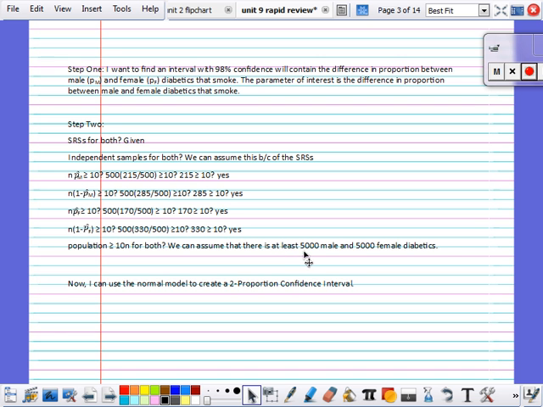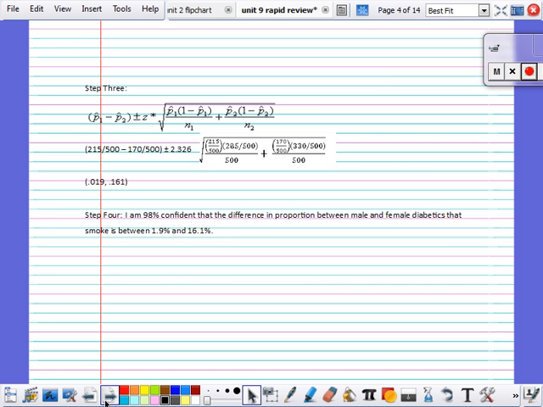We can assume there's at least 5,000 male and 5,000 female diabetics because I had 500 in each of my sample sizes. I did write that now that I've satisfied my conditions, I can use the normal model or z-scores to create a two-proportion confidence interval. Step 3, you have to write this equation, okay? And I'm going to show you at the end of this video where to find this equation on your formula sheet. Then you have to plug in all these numbers.